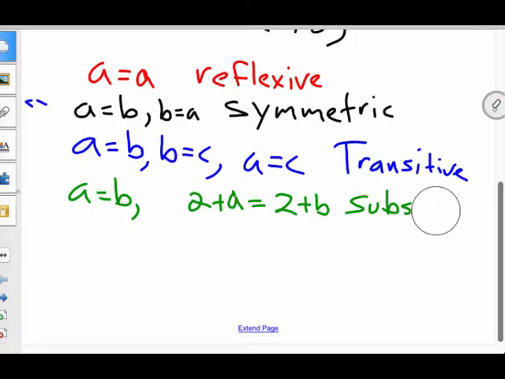Why am I not spelling words correctly today? Substitution. Yeah, I guess that's true.